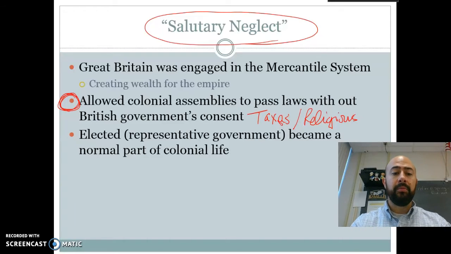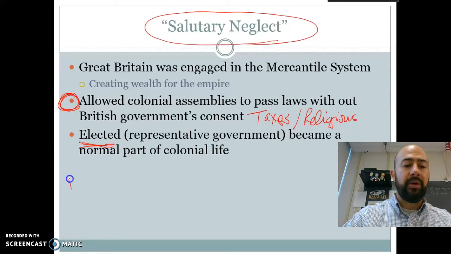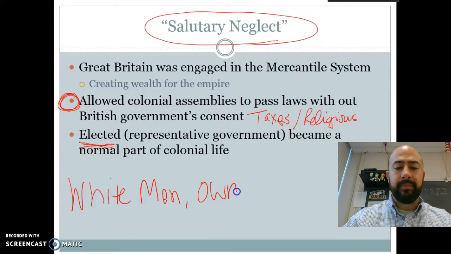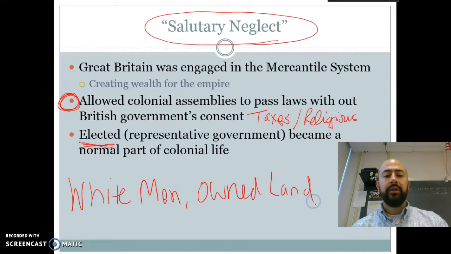During this time period, most colonies also had a representative government, meaning elected people made these laws for them. So during this period, the colonies were getting very, very used to, and when we say colonies, we are talking primarily about white men who owned land. White men who owned land in the colonies were getting very used to having representative government as part of their colonial life, having a say in the types of taxes and the rules about religion and culture in their colony.